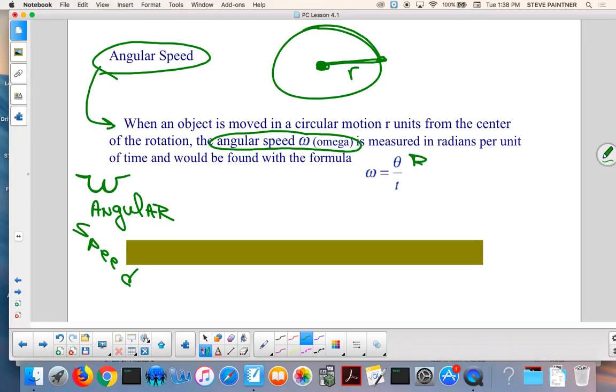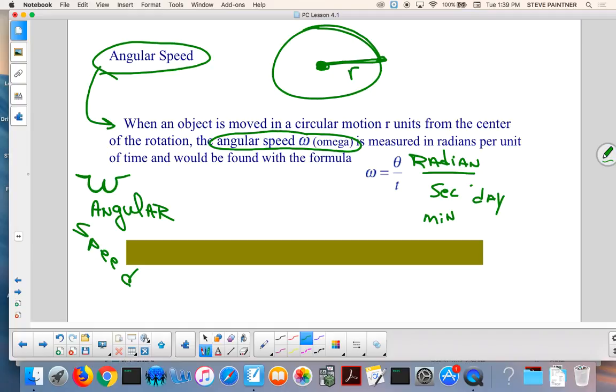This many radians per unit of time. Give me some time. 20 seconds. Okay, seconds. That's what I was looking for. Per second. It could be per minute. It could be per day. Whatever. It's time on the bottom. Okay? I'll give you a for instance.